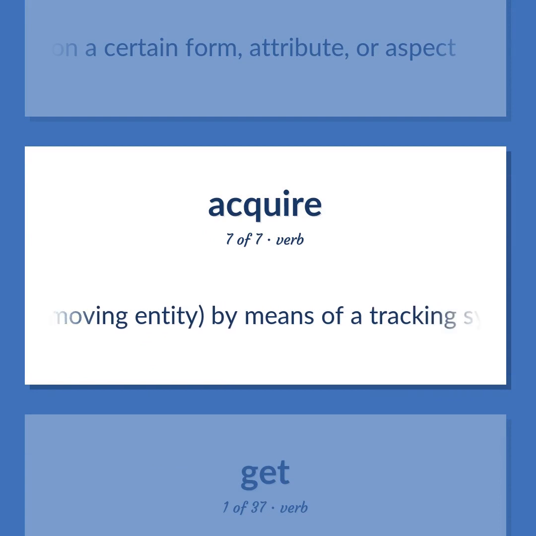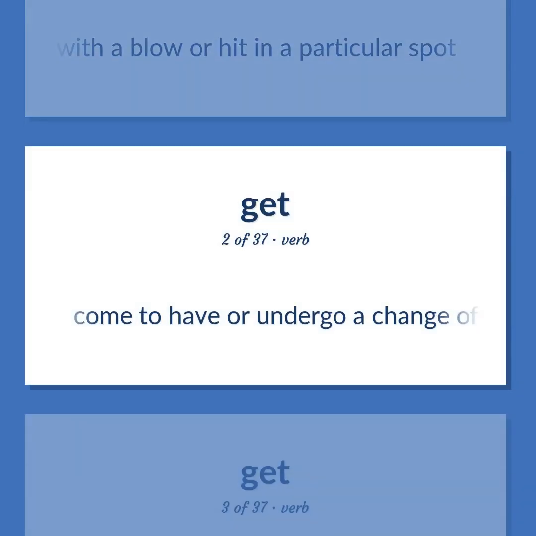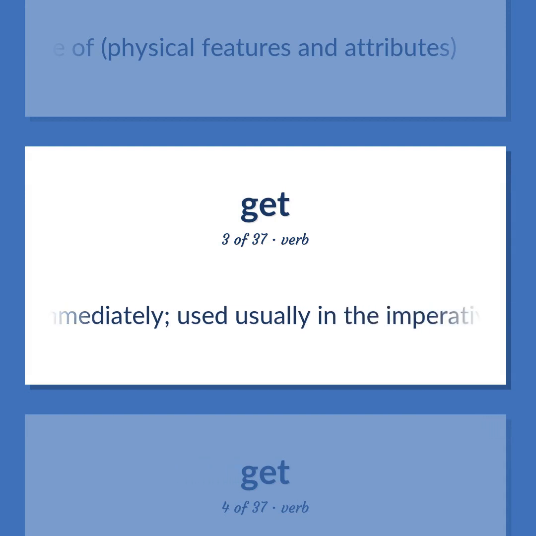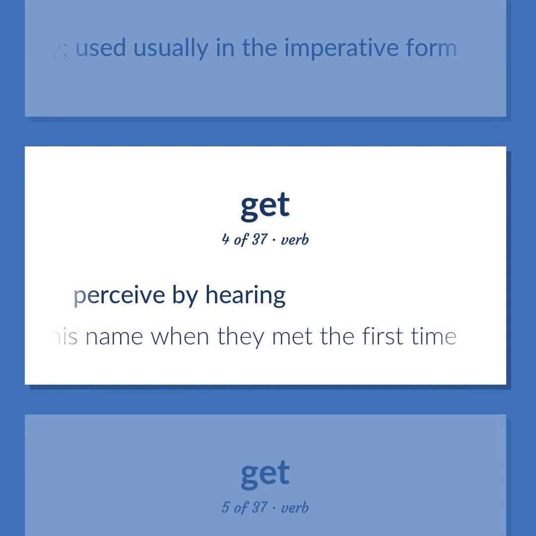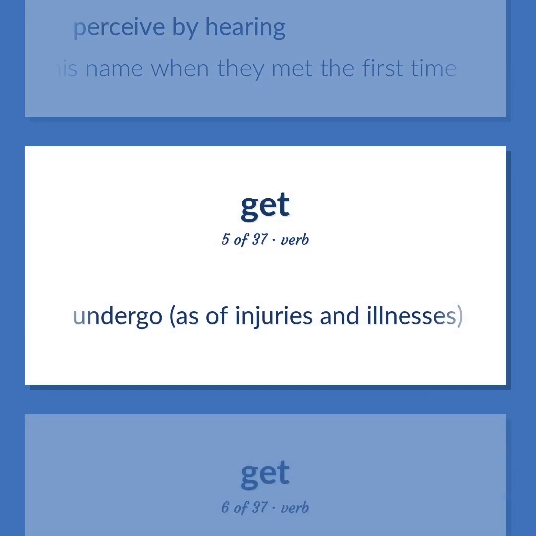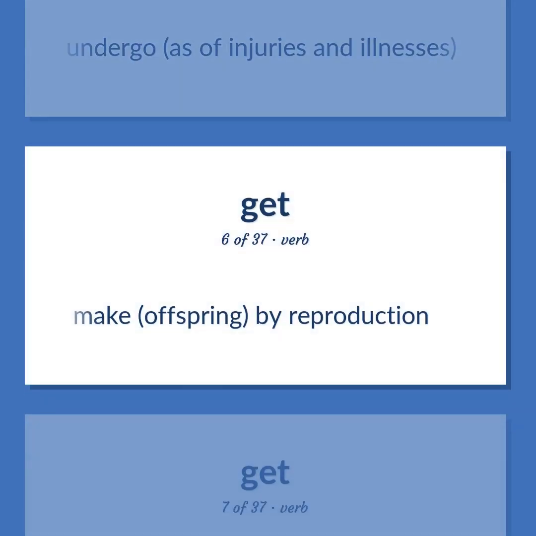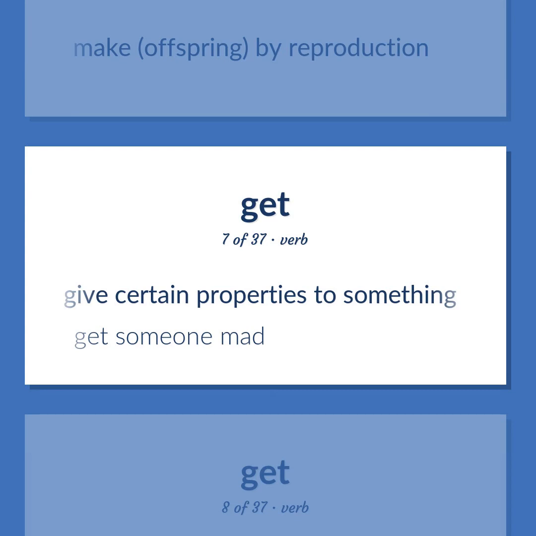Locate, a moving entity, by means of a tracking system such as radar. Reach with a blow or hit in a particular spot. Come to have or undergo a change of, physical features and attributes. Leave immediately. Used usually in the imperative form. Perceive by hearing. She didn't get his name when they met the first time. Undergo, as of injuries and illnesses. Make, offspring, by reproduction. Give certain properties to something. Get someone mad.